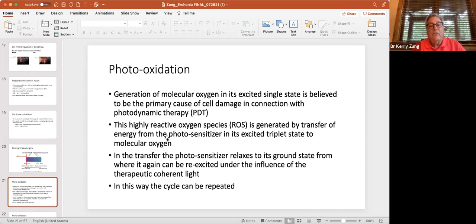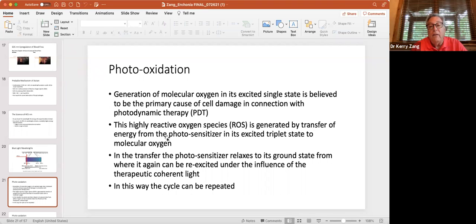So there's only 2 or 3 more of these boring slides. But with photooxidation, your generation of molecular oxygen is excited in a singlet state, and it's the primary cause of cell damage in connection with photodynamic therapy. We're actually creating a therapeutic change and physiologic change, whereas the heat lasers solely work by burning the tissue. And there's no way to control what it burns. It burns dependent upon the length of time that it's in contact with the tissue.